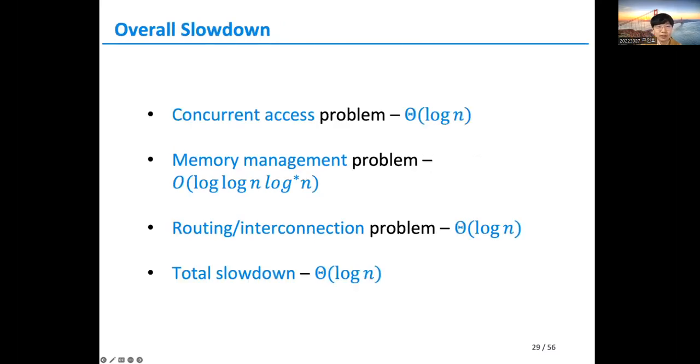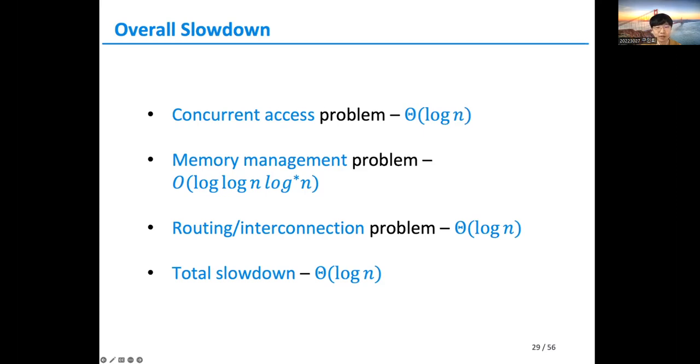Here, we'll see how much slowdown happens in a simulation of a CRCW PRAM on a bounded degree network using random simulations. I'll start with stating the 3 subproblems. The first subproblem is the concurrent access problem, which has the optimal slowdown of big theta of log n using deterministic simulation.